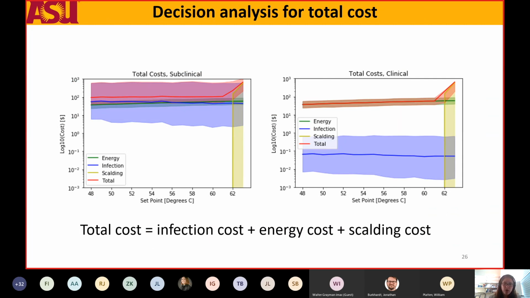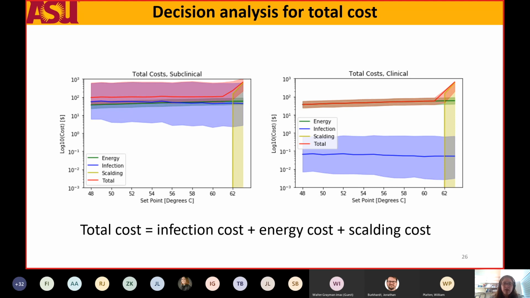Now, if we look at our total cost plot, what we did is we computed a total cost at each set point, which is our infection cost, our energy cost, and our scalding cost, and then we can calculate the minima for that over the entire range of set points. So in this case, if you use the median of the total cost as your guide, then you'd be leaning towards more like a 48-degree set point, which is on the lower end of things.